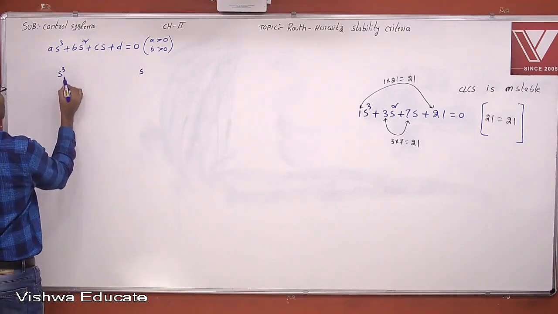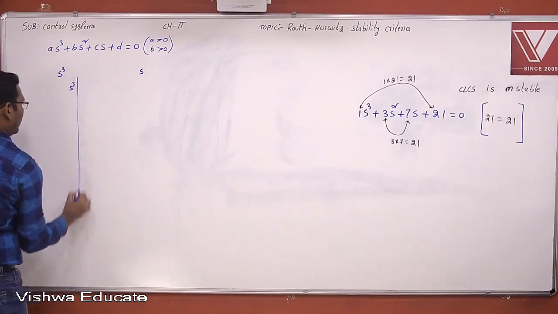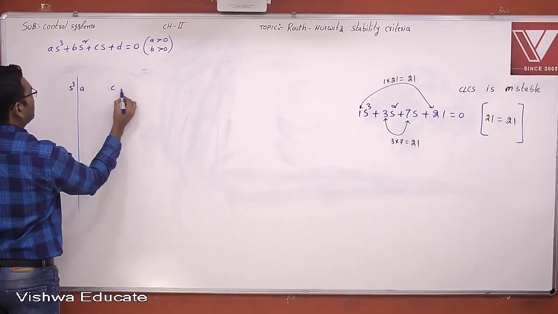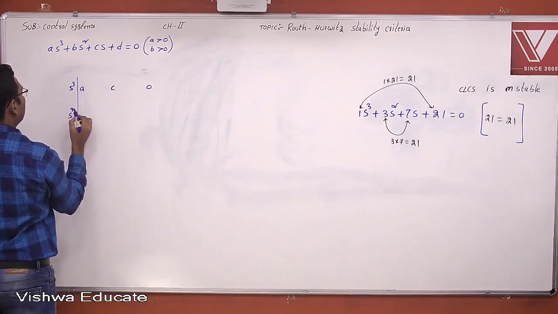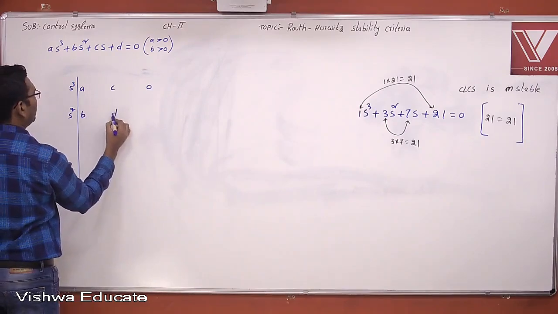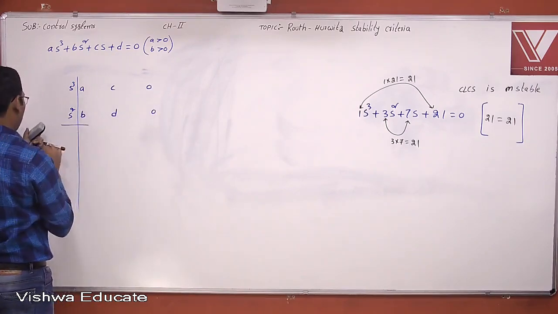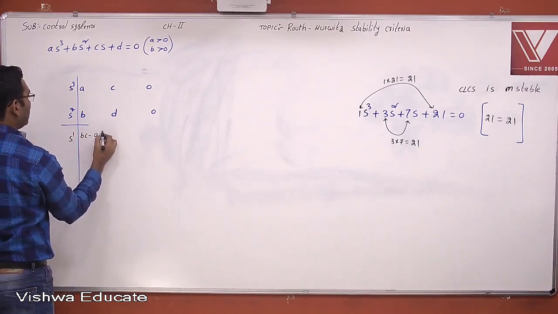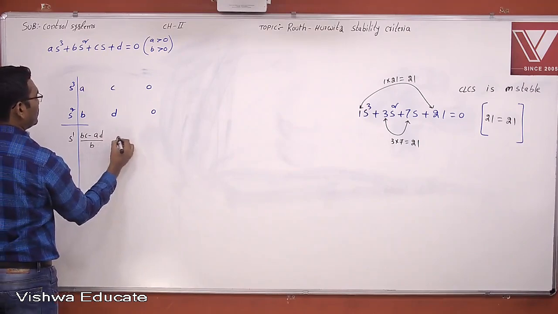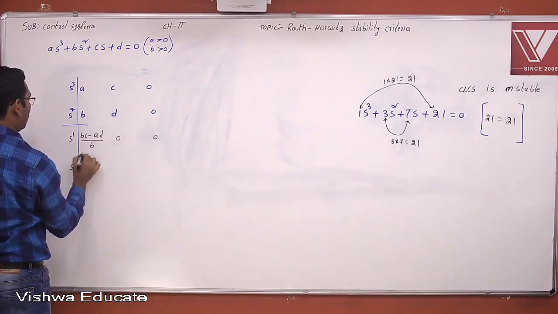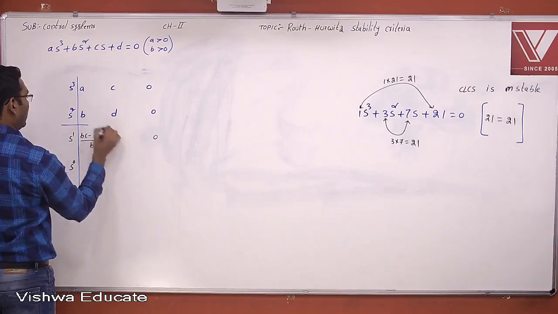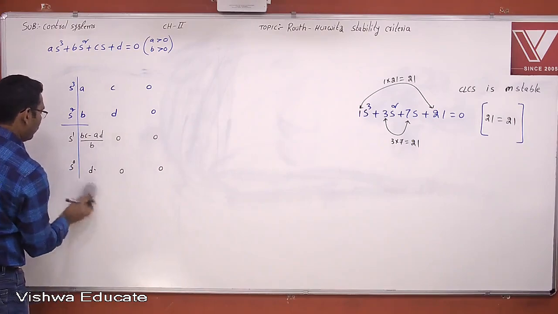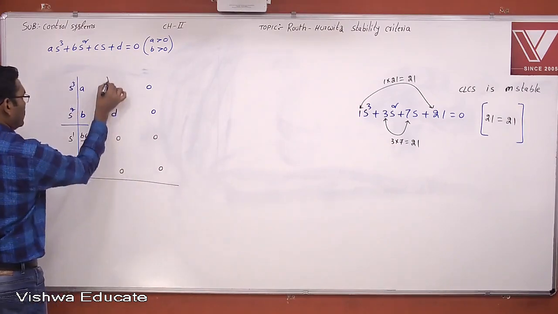Now s cube is an odd power. Write all the odd power quotients: a, c, 0. S square is an even power. Write the even power quotients: b, d, 0. Now s power 1: bc minus ad by b, 0, 0. S power 0: this is x, d into x minus 0 by x, this is d, 0, 0. Then if you see here, this is the first column.